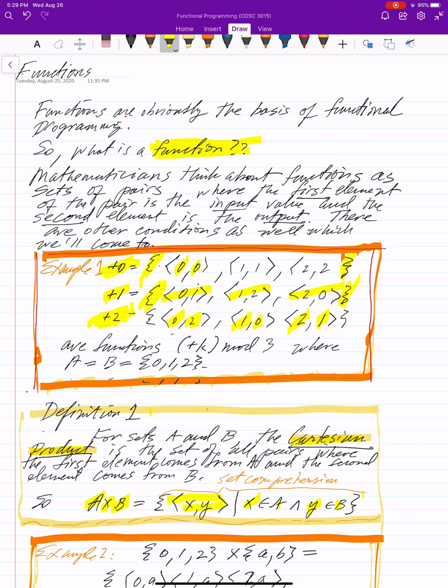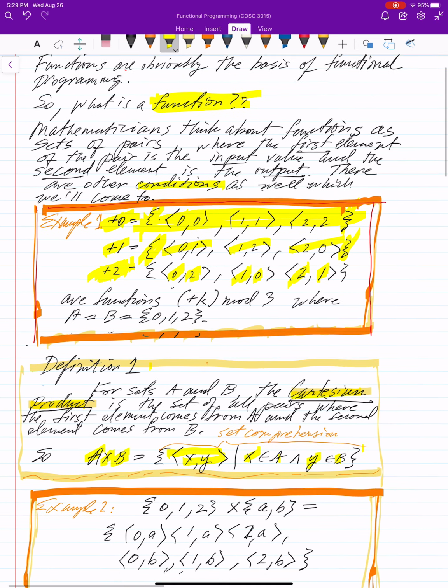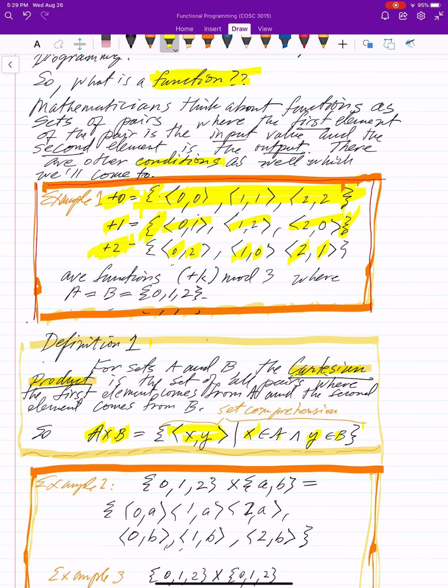So mathematicians think of functions as sets of pairs like this. This plus zero is defining a set of pairs, and it's going to turn out that that set of pairs has the conditions required to be a function. There are additional conditions which we're going to talk about below, but in a minute. But this is the basic idea of a function.